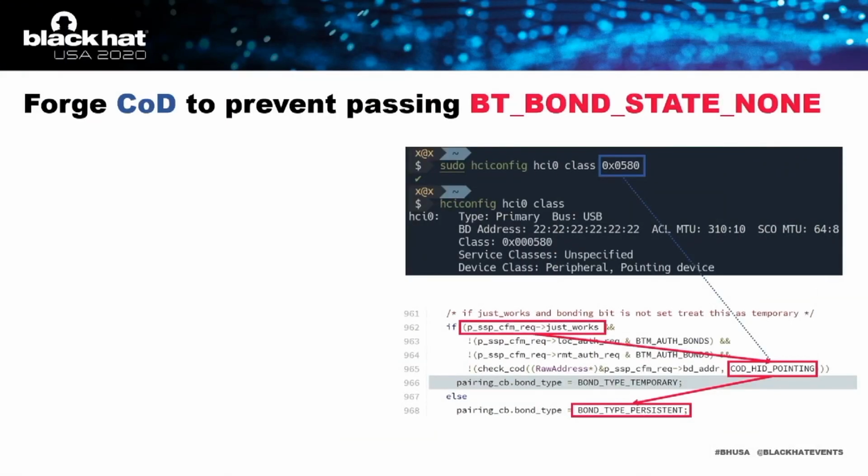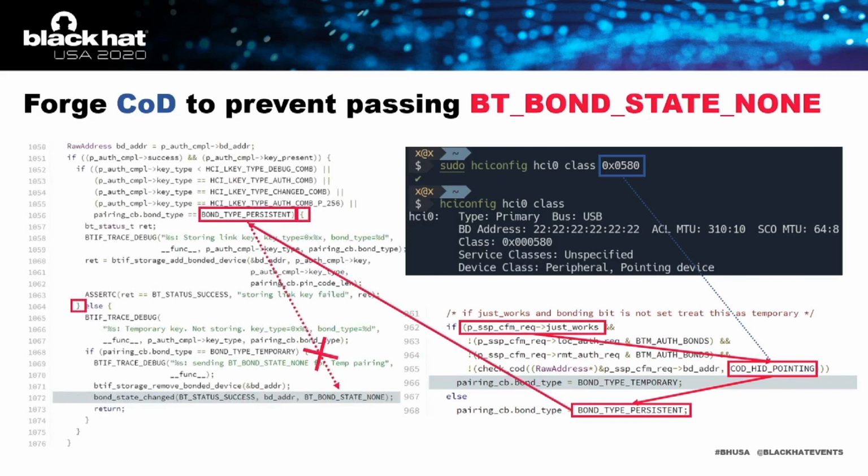To prevent the system Bluetooth app from clearing the permission, we can simply fix the class of device as an HID pointing device. According to the conditional statement on the left, the BT bond state won't be passed to the system Bluetooth app. So, the permissions will not be cleared, and we can successfully inherit the permissions. At this point, we have bypassed the second dialog.